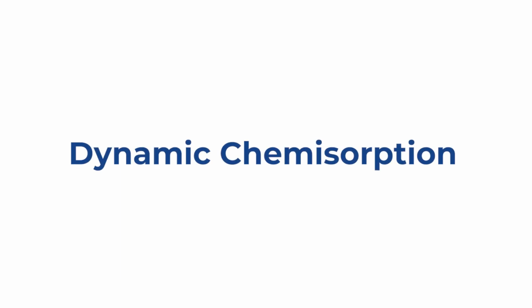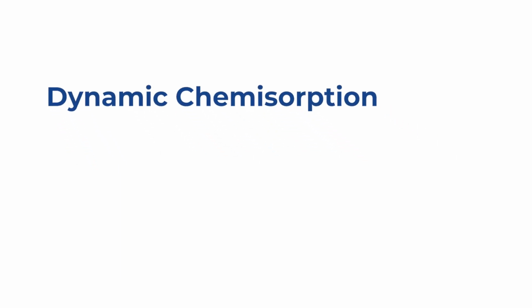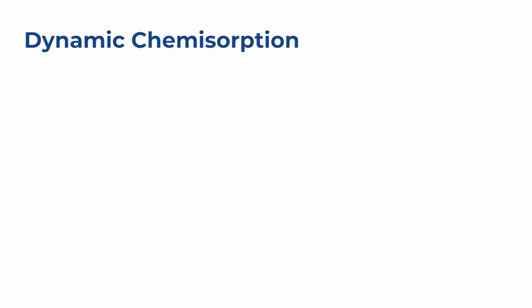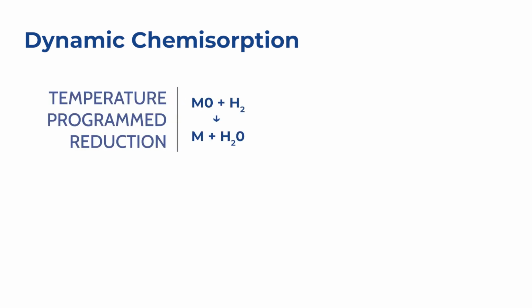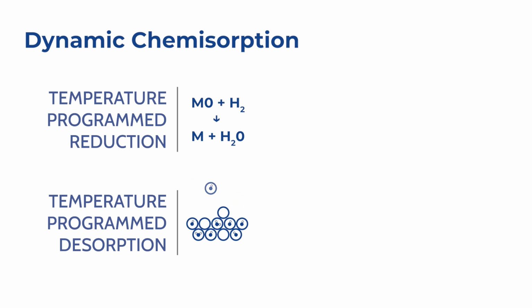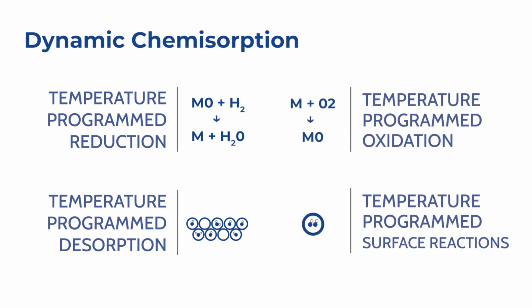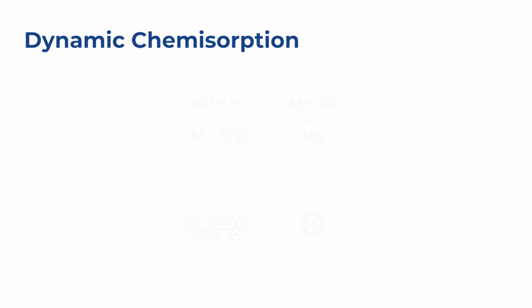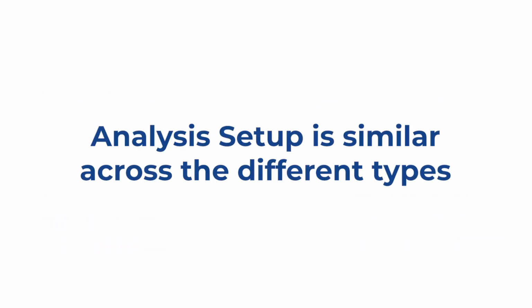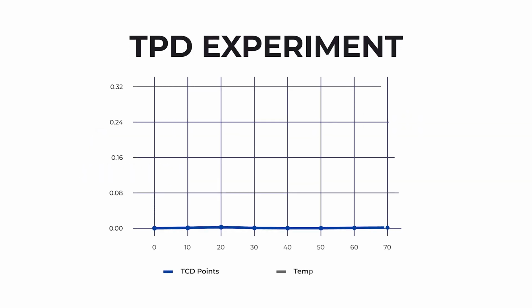Next, we will talk about dynamic chemisorption. There are several different analysis types for dynamic chemisorption, including temperature-programmed reduction, temperature-programmed desorption, temperature-programmed oxidation, and temperature-programmed surface reactions. The general procedure to set up an analysis is similar across the different types. First, we will look at a TPD experiment.